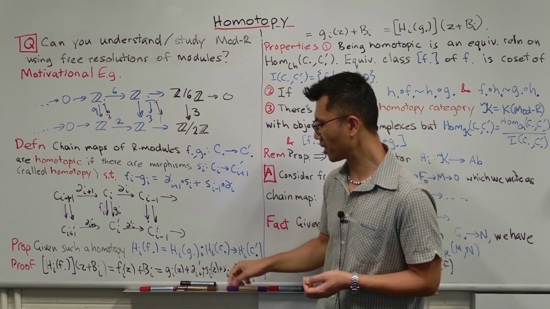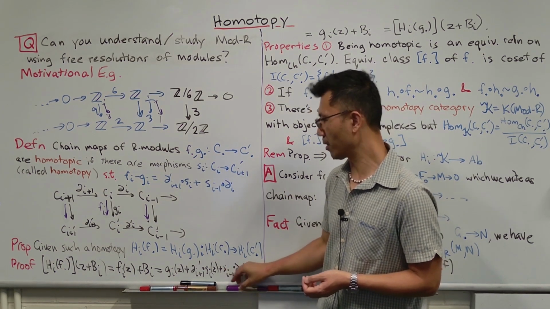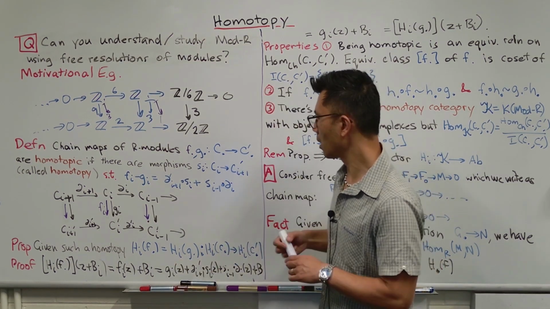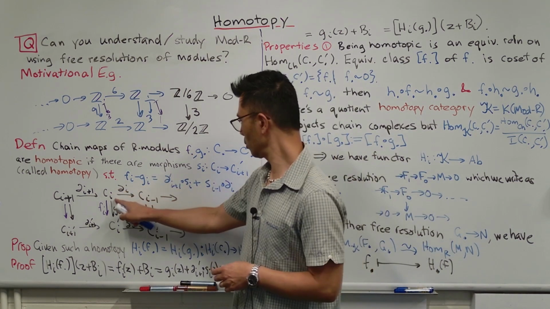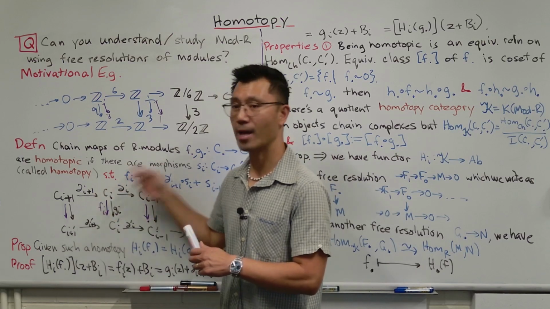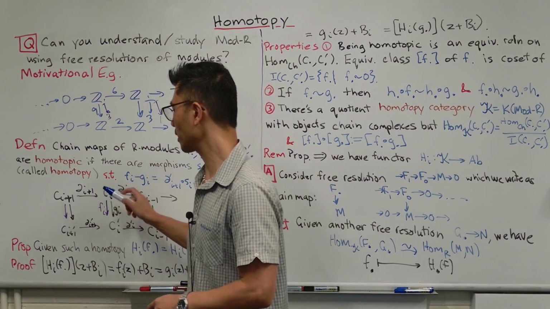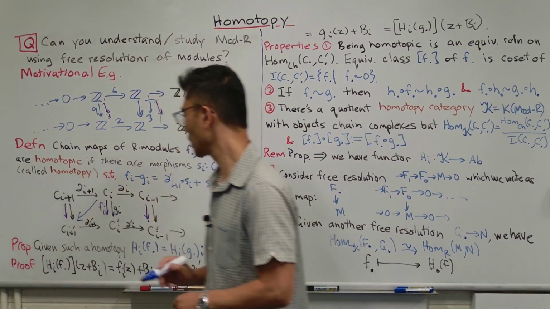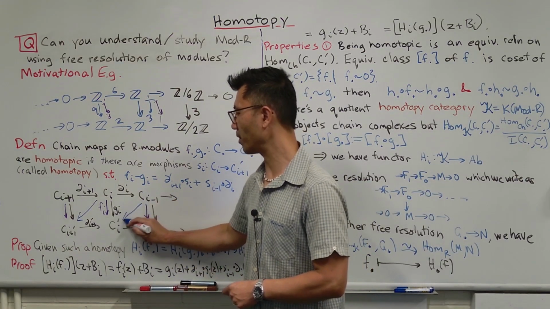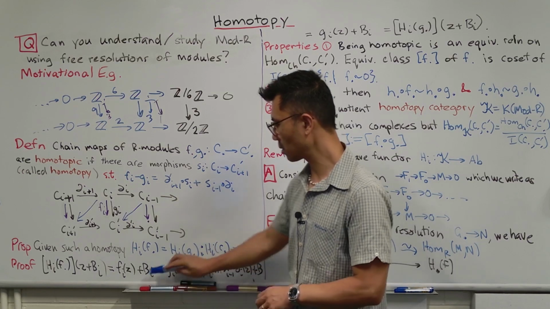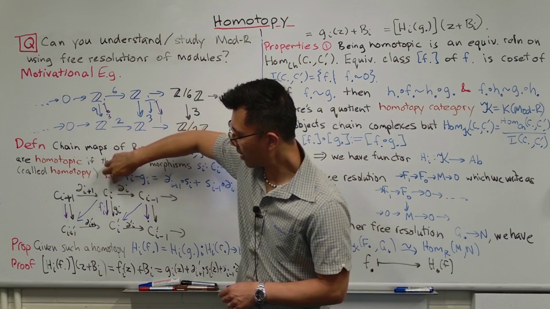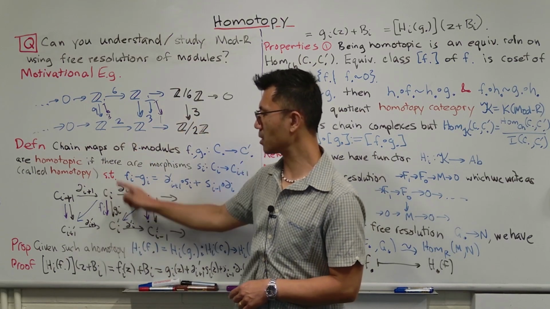Okay, so let's just see where these are. The key point is that s_i will go from C_i to C'_{i+1}. So it will go down and to the left. So that's where s_i goes. And then s_{i-1} will start from C_{i-1}. It will go down and to the left like that. Now f_i minus g_i are maps from C_i to C'_i. So they're maps this way.